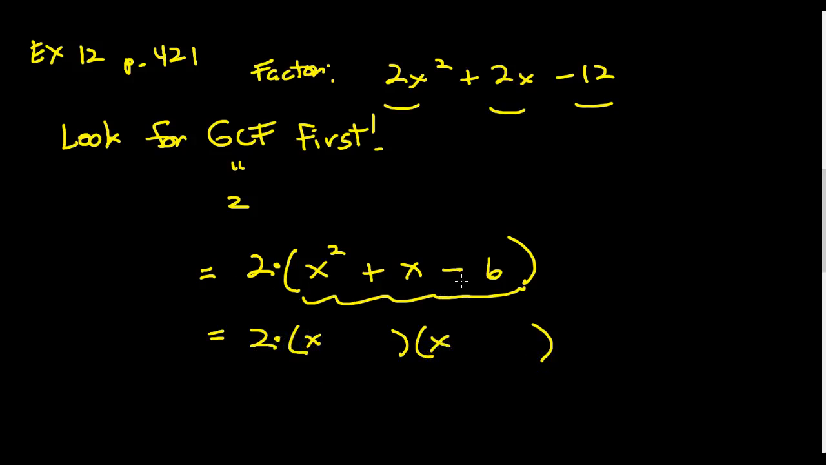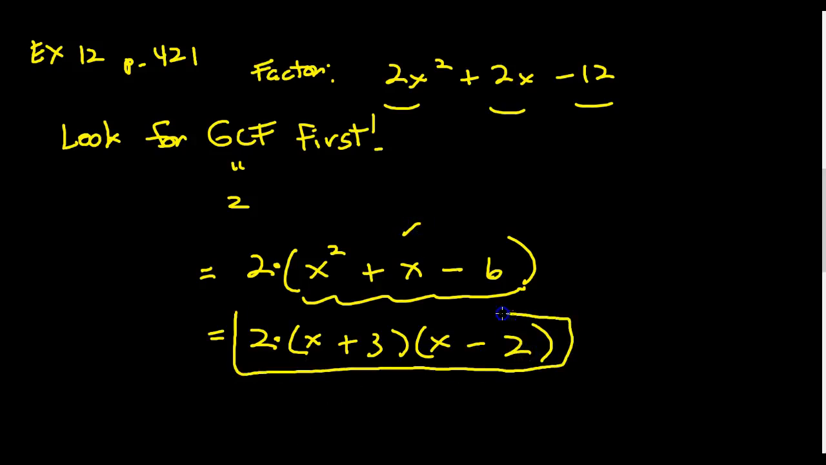This sign is negative, meaning the signs in between here have to be different, either plus minus or minus plus. I need a plus 1x, or just plus x for the inner and outer sum. If I have a plus 3 here and minus 2 here, the outer and inner product indeed add up to a plus 1x. And final answer, 2 times x minus 3 times x, or x plus 3 times x minus 2.